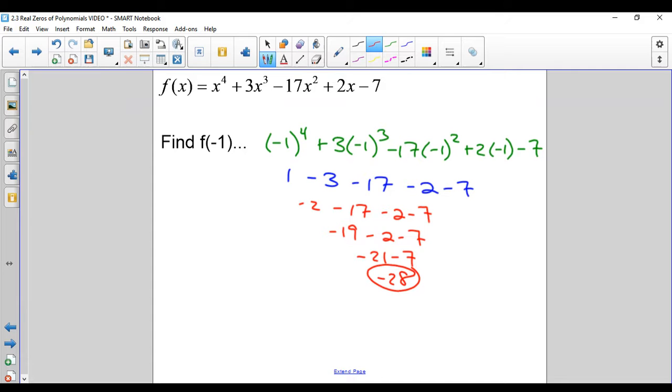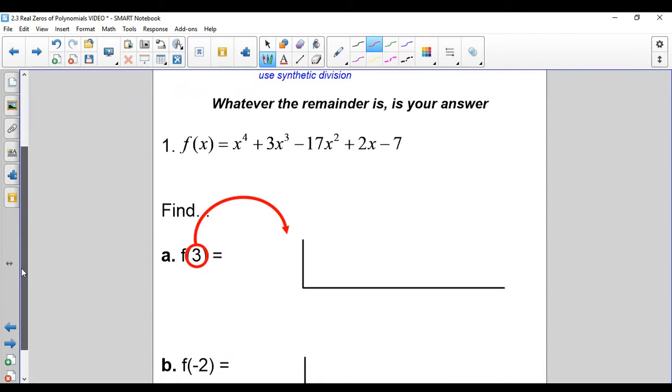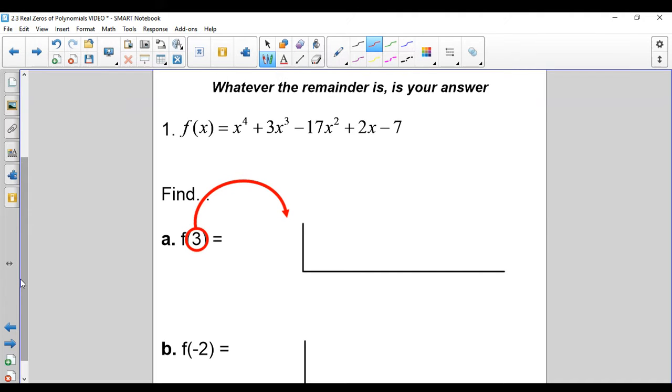Doing that in our head, or on the calculator, takes a little bit of time. The remainder theorem can potentially cut out some time for us. What the remainder theorem says is, when we divide f of x by x minus k, the remainder is f of k. So whatever you get when you plug in k, you're getting f of k out, obviously. So if, with the same function, I ask you to find f of 3.